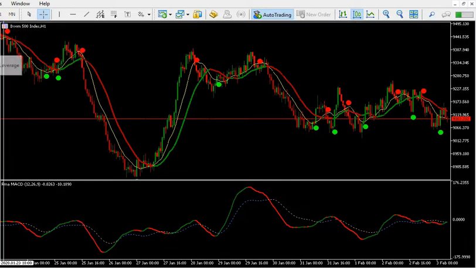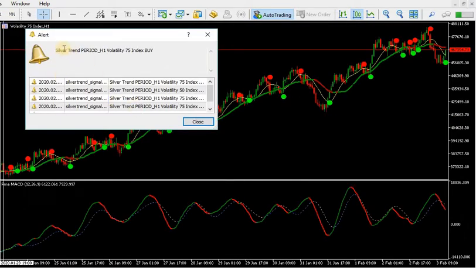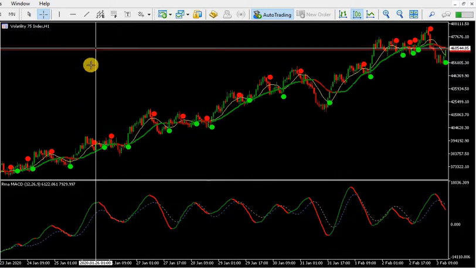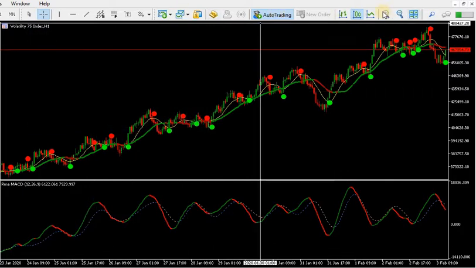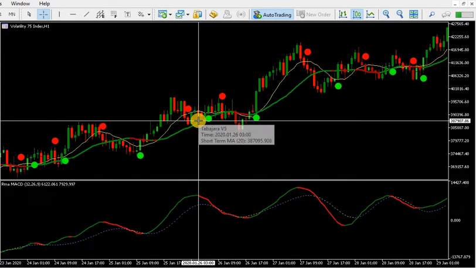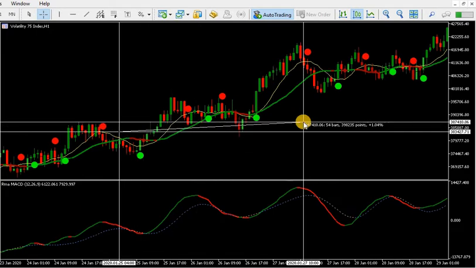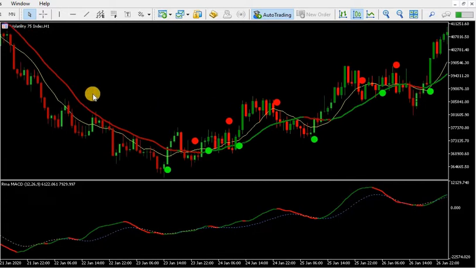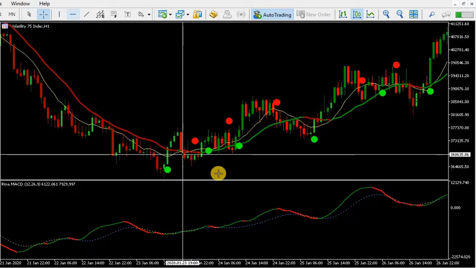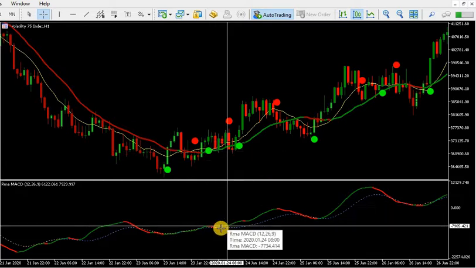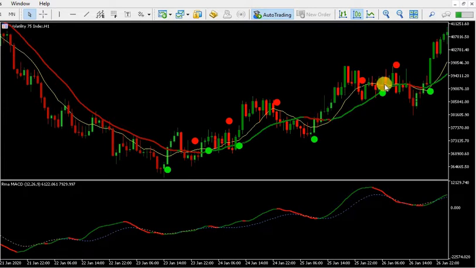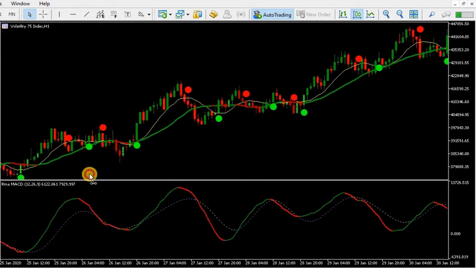Okay, let me open the 75. Look here, that alert is showing that the market is going to buy. Okay, no, it will not buy. Let me focus on showing you the thing. Look here, the market starts buying from this level. Dot, MACD, and it started buy. And look how many pips it is still in buy.